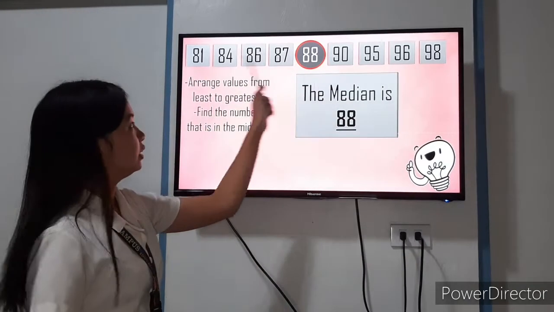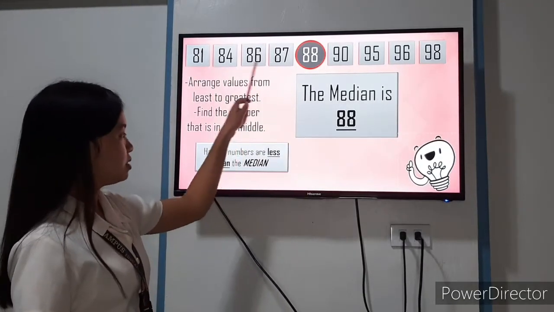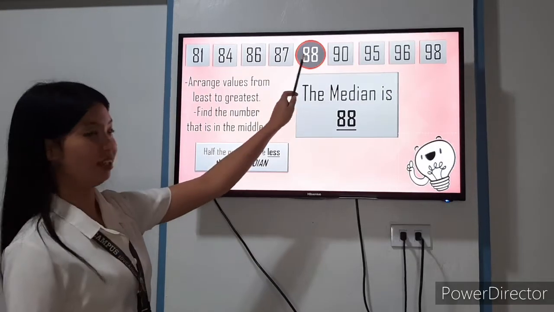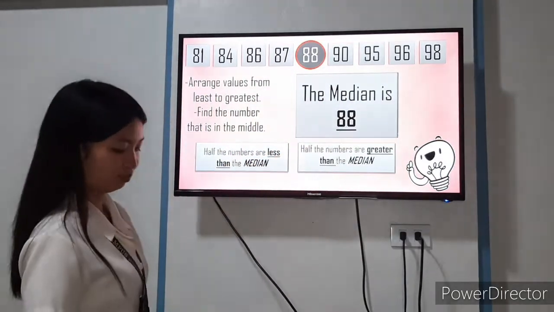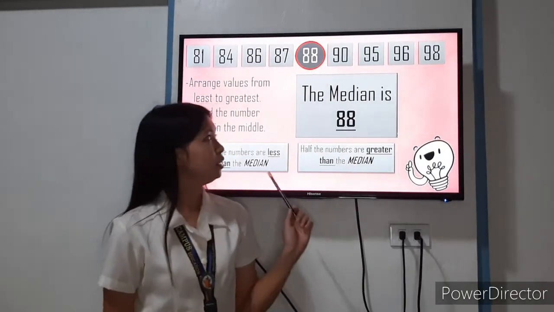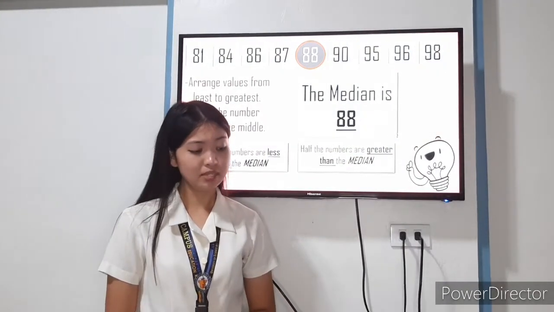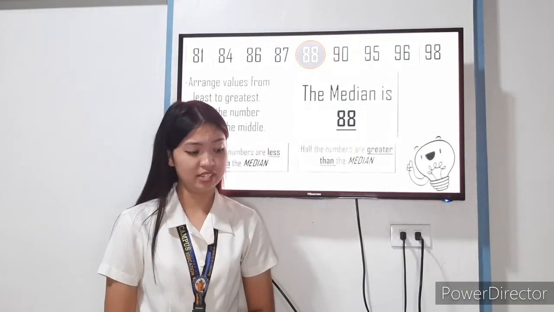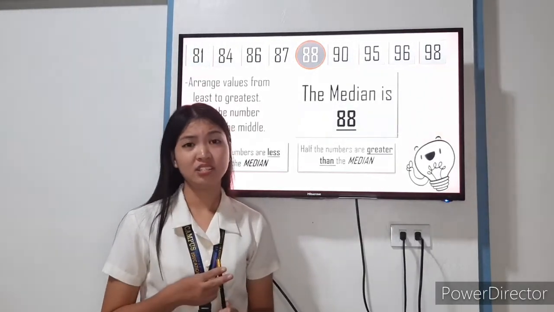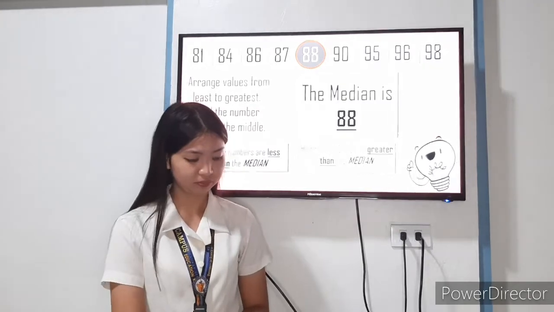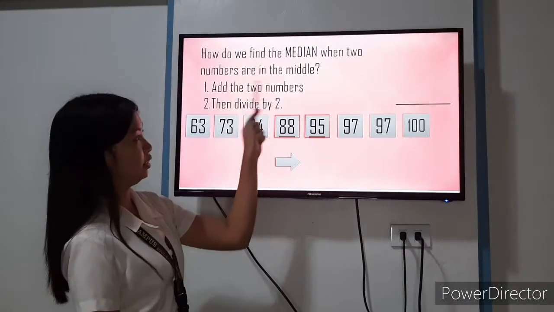Okay. What do you observe in the data? Half the numbers are less than the median, and the other half are greater than the median. We can easily find out what the median is by simply arranging from least to greatest. But what if we have two data that are in the middle? So how do we find the median when two numbers are in the middle?